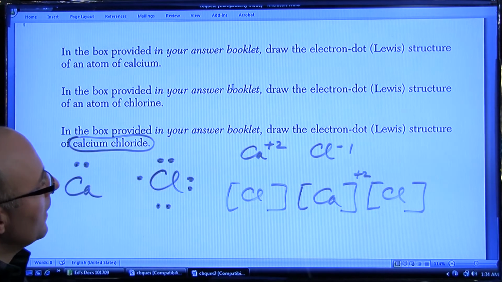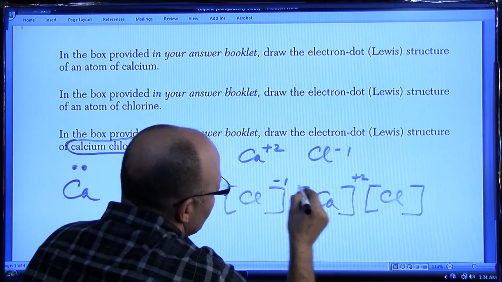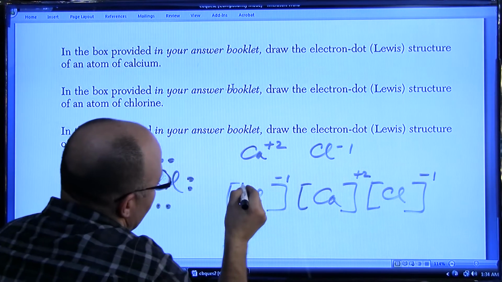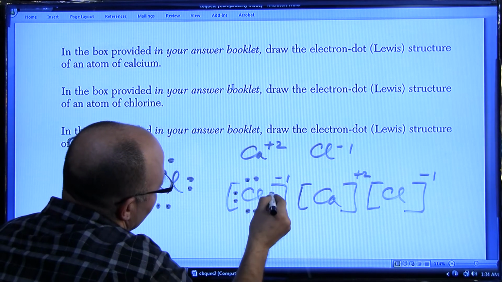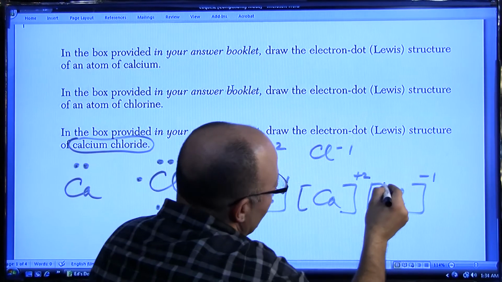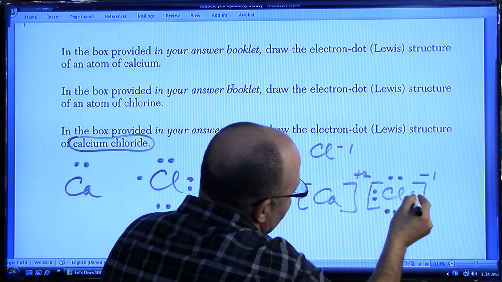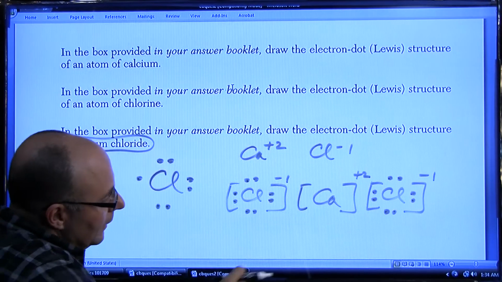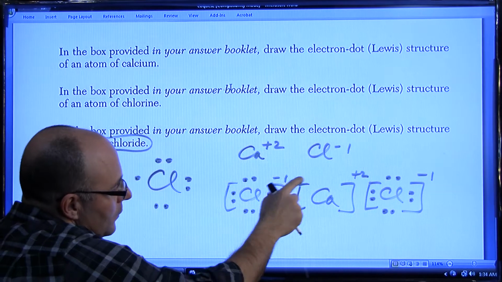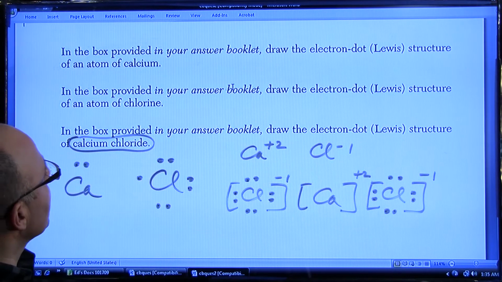And then, of course, remember, it's brackets, charges, and 8 dots around the non-metal. Now, of course, the metal has an octet too, but the convention is to place the dots around the non-metal. And there's your final answer. Notice opposites attracting, the calcium in the middle, negative attracted to positive, and positive attracted to negative. So that's what they're looking for to give you full credit.